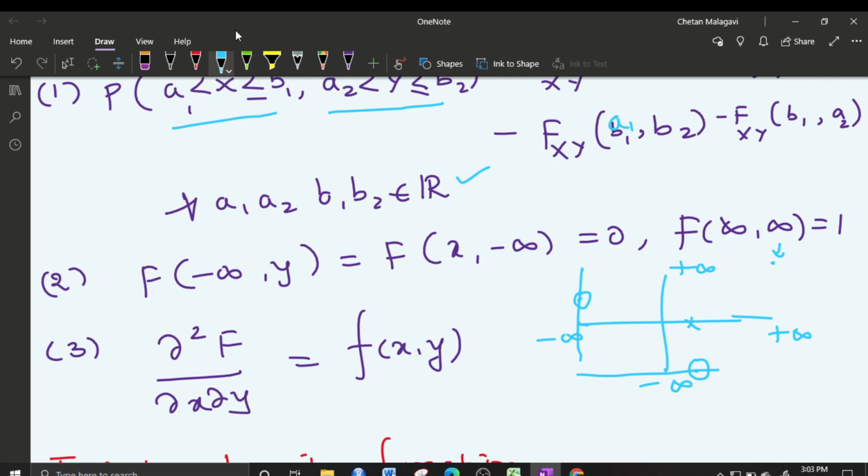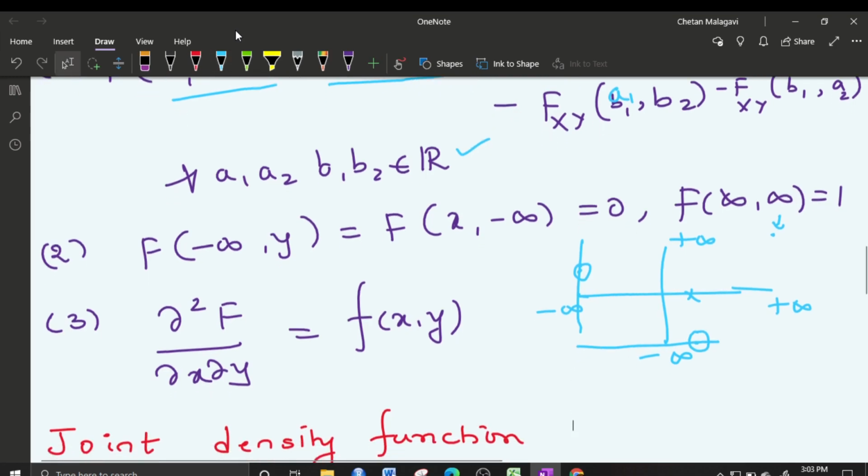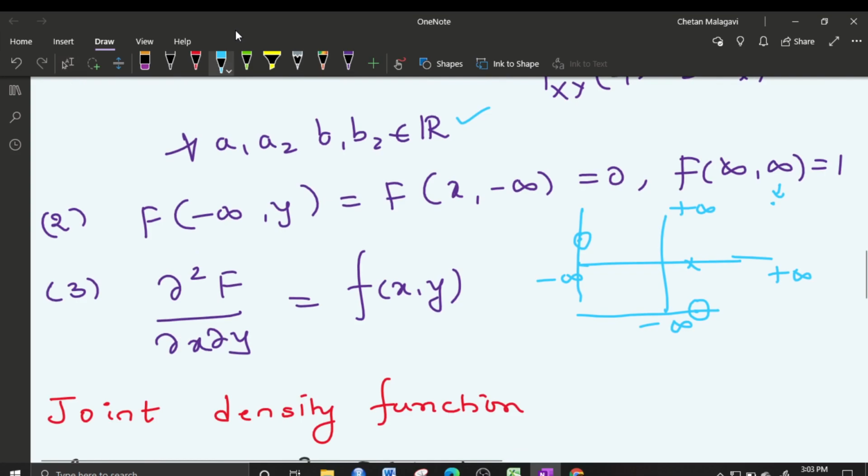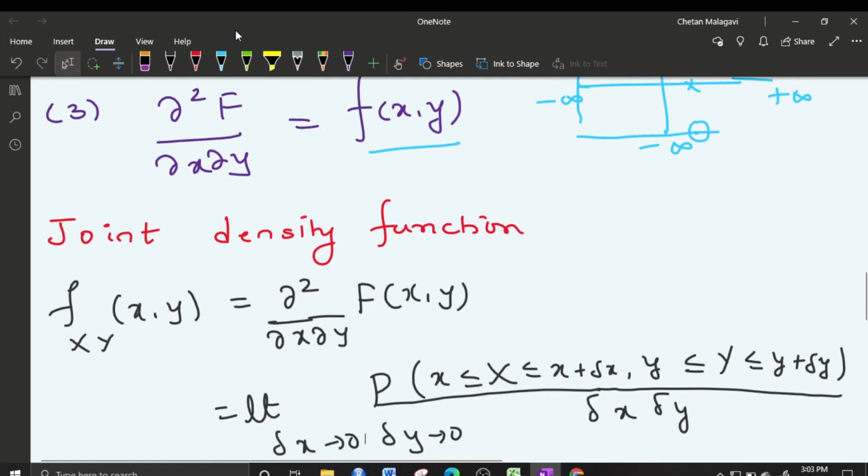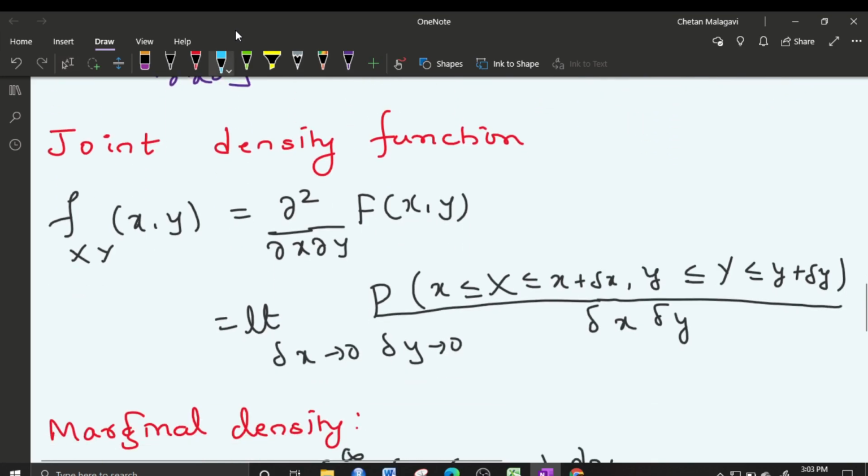Okay, and if you double differentiate that f, that is, partial differentiation of f with respect to x and y, gives the probability mass function or density function. And now we'll look at the joint density functions. So f of x comma y, it is a joint density of x and y, and that could be given by the partial differentiation of f with respect to x and y, that is, dou square by dou x dou y of f of x y.